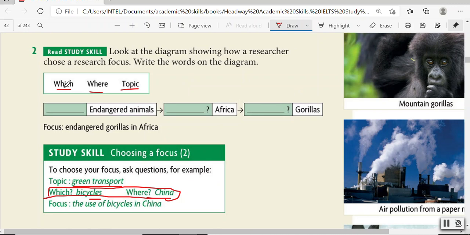Before the example we can use which, and where before the place, before the name of that place. We can use where, and topic. That's clear. Africa, for example. Endangered animals, Africa and gorillas. Endangered animals, that's a topic. Okay, that's too general. Africa, that's a place, a location, it means where. And which is the example: gorillas. Okay, that's clear.